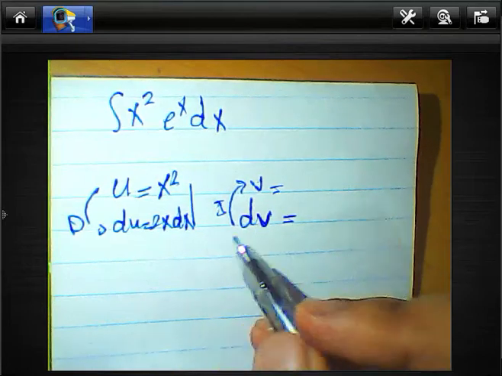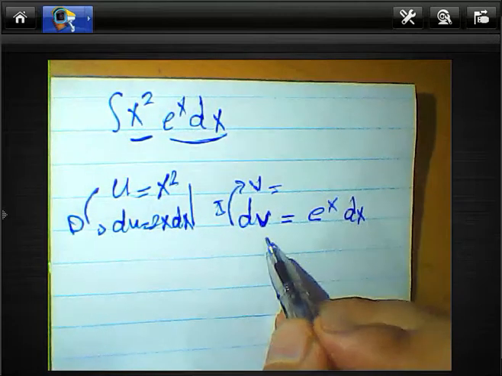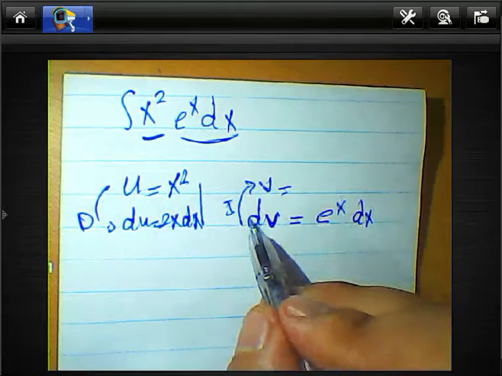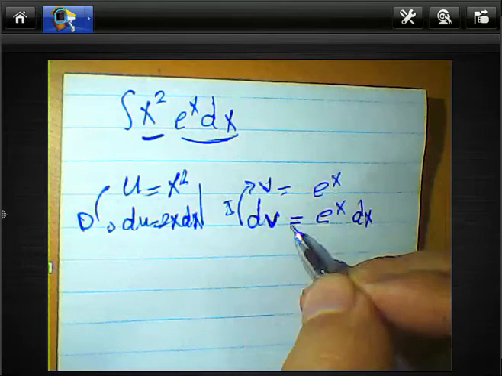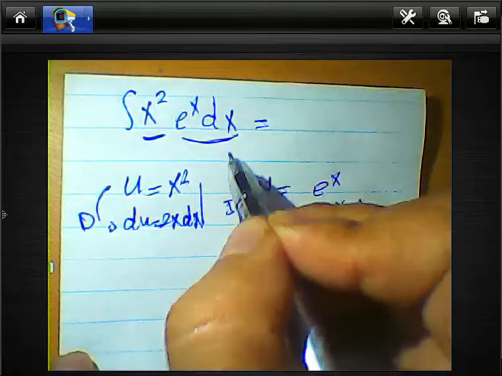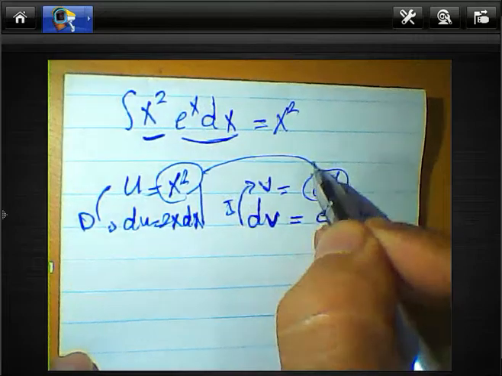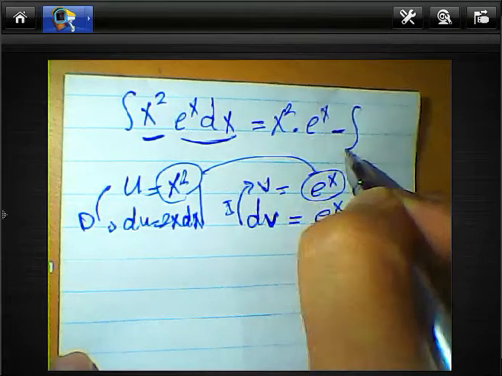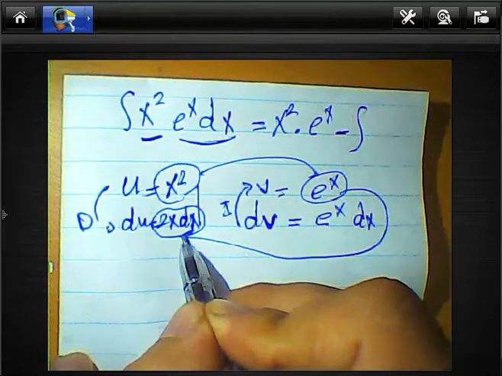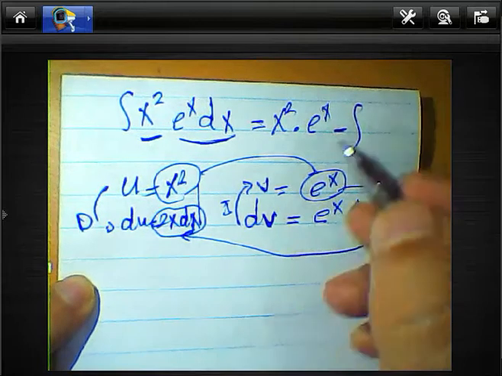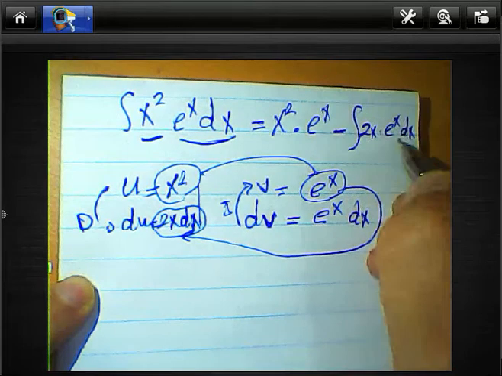dv equals what? We write e power x dx as dv, and the integration of e power x dx is e power x. Using the method, we get x power 2 multiplied by e power x, subtract the integration of e power x multiplied by 2x dx. So we write 2x multiplied by e power x dx here.